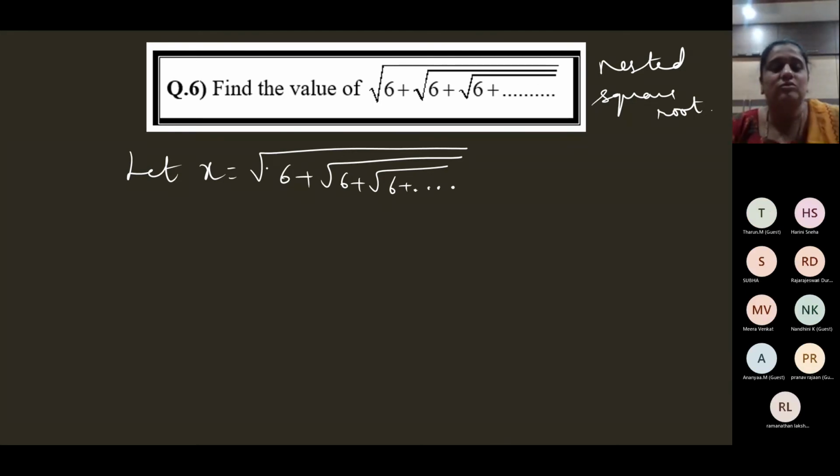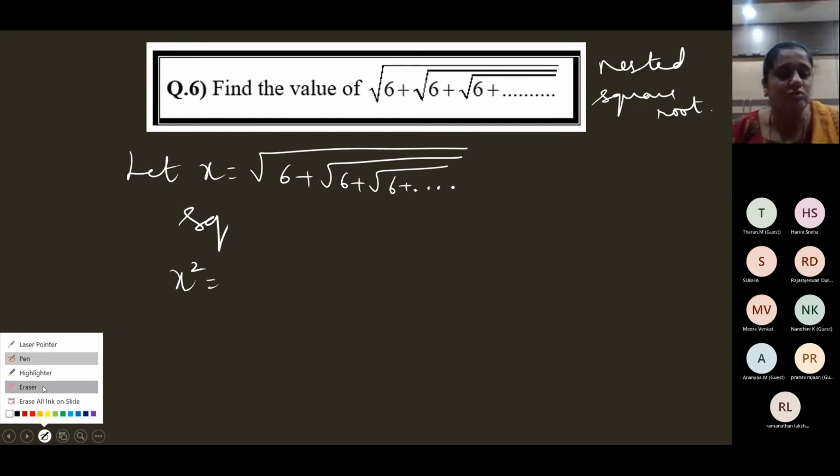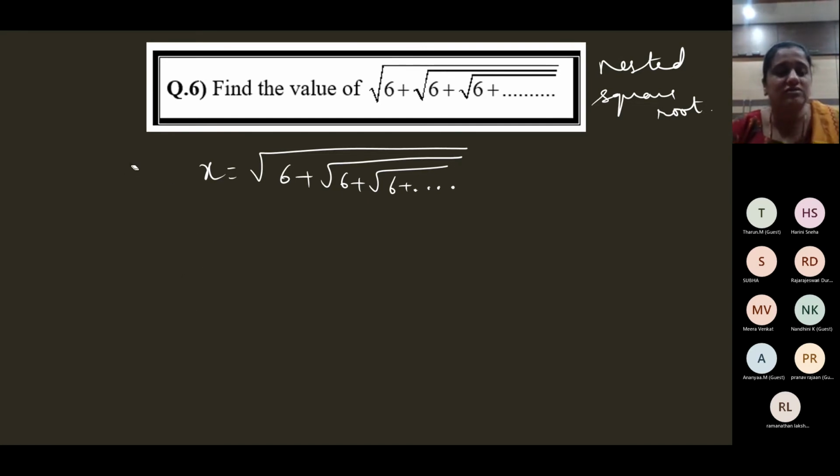So let x be equal to the given expression. Now square this on both the sides. Okay, so what will you get? X square is equal to, okay, I'll do it here itself. So when you square this on both the sides, this is what you will get.